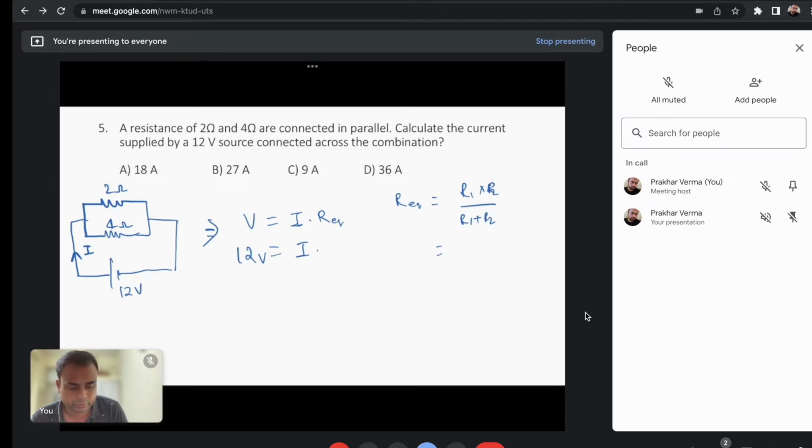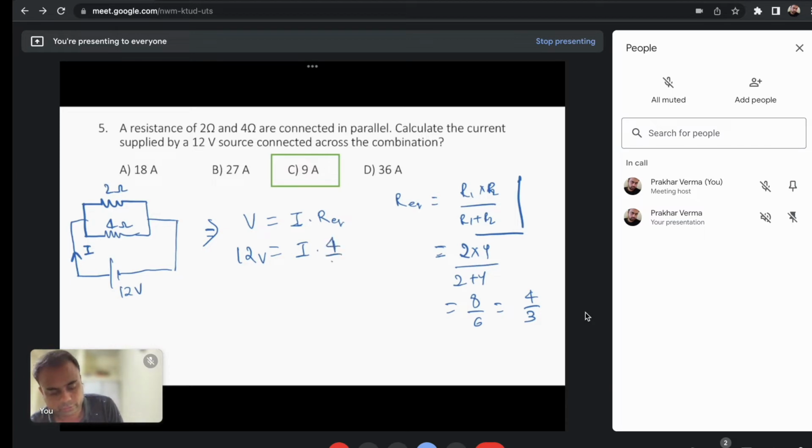Again, this is a fairly simple question. So this becomes 2 into 4 upon 2 plus 4. So that is 8 by 6 or 4 by 3. So putting this 4 by 3, I becomes 12 into 3 divided by 4. So this is 9 amperes. So 9 amperes is the correct answer.